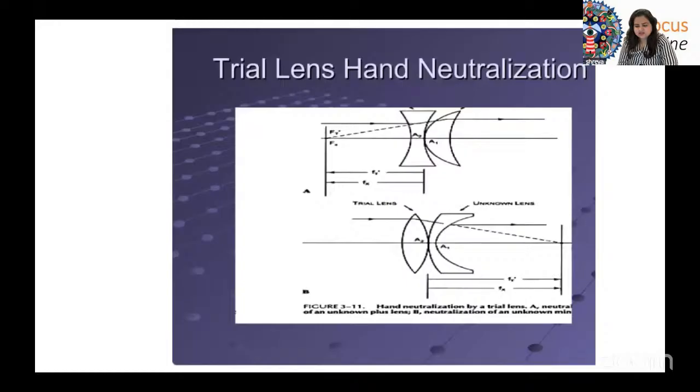As in the case we can see here, this is a concave lens which is being neutralized by a convex lens, and this is a convex lens which has been neutralized with the help of a concave lens. Now the power of the two would be the same, but the signs will be different.